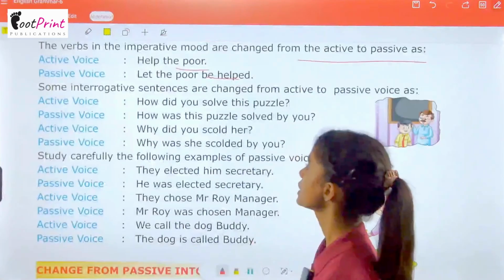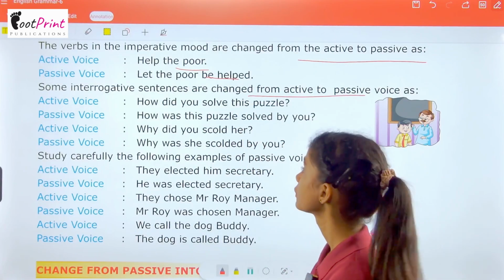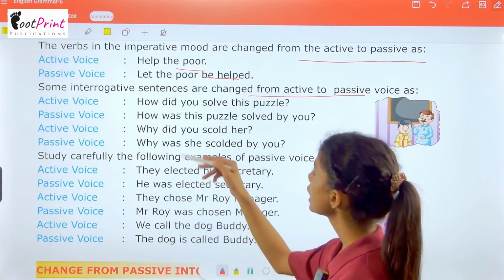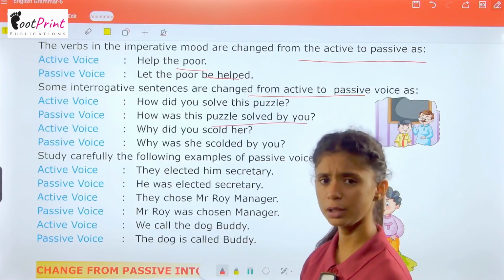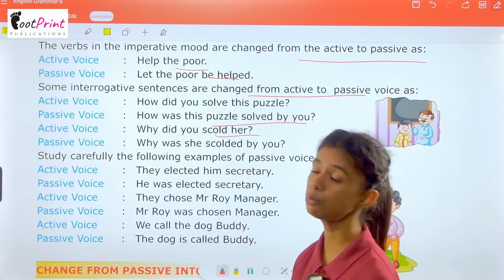Now, some interrogative sentences are changed from active to passive. How did you solve this puzzle? How was this puzzle solved by you? Why did you scold her? Why was she scolded by you?